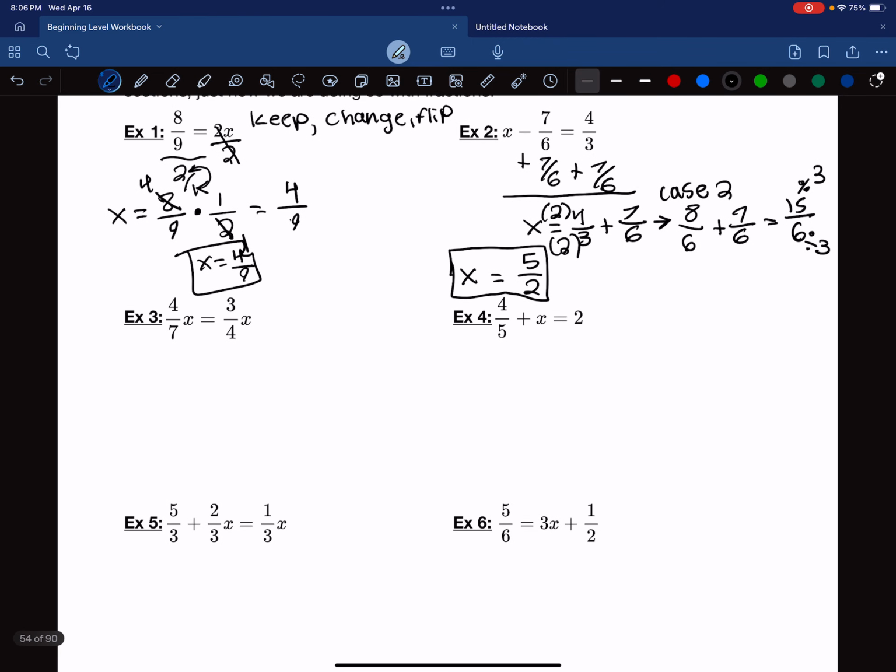Looking at example 3, I encourage you to pause the video and try this one. This one can stump a lot of people sometimes. So assuming you have worked through it, let's go through it together.